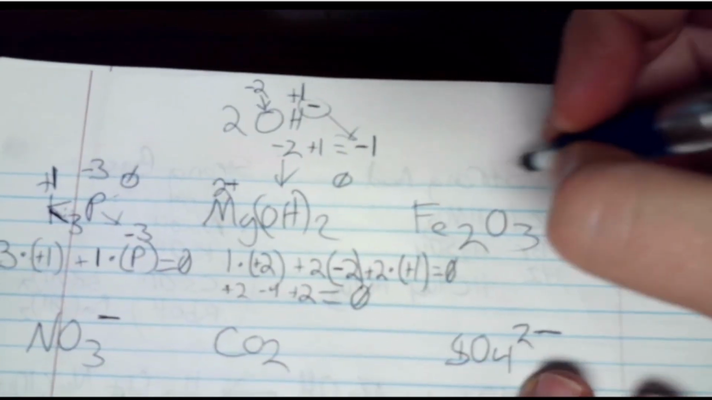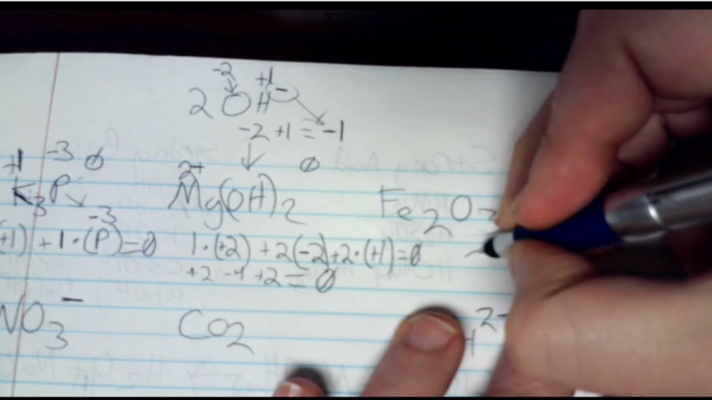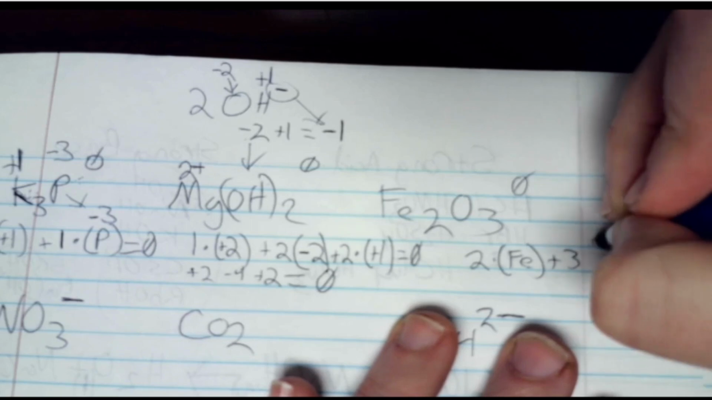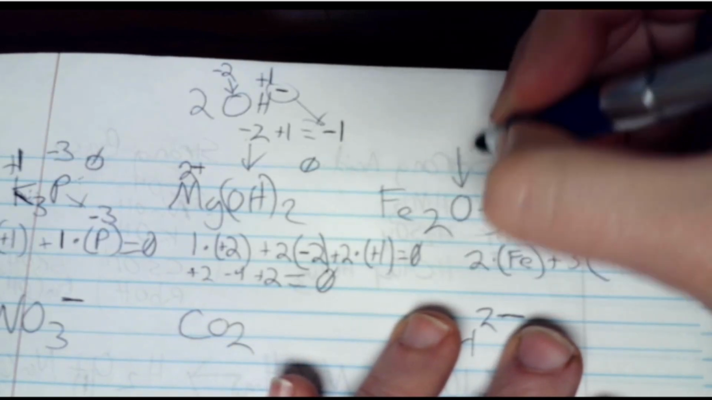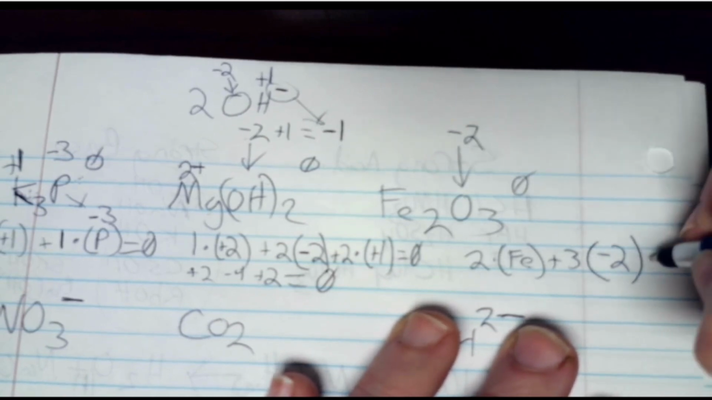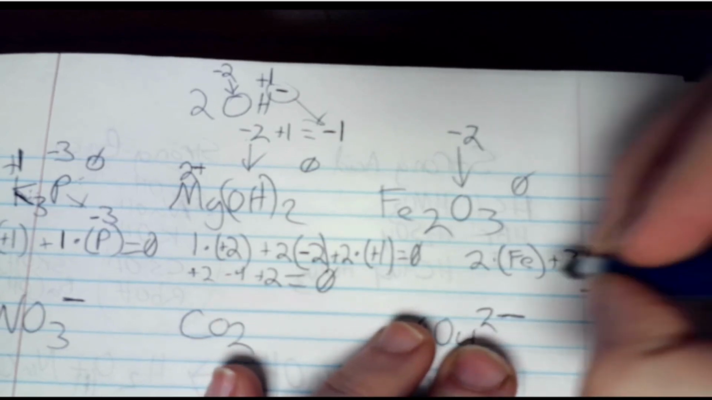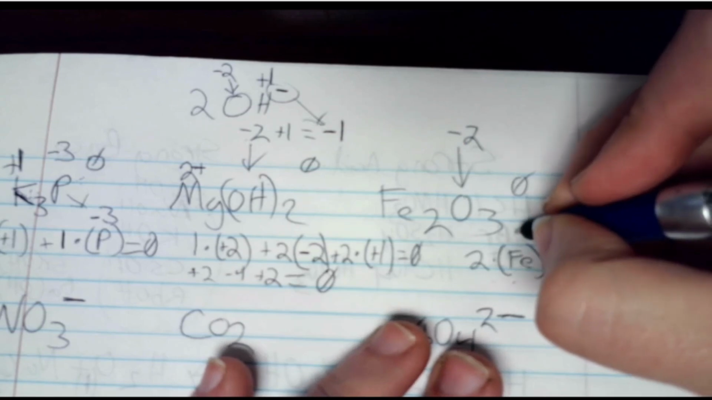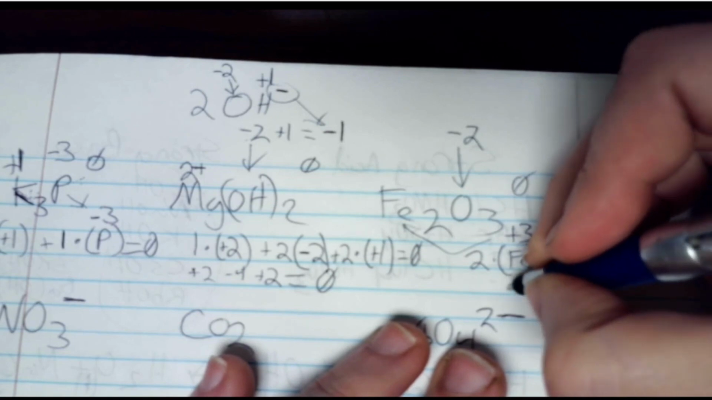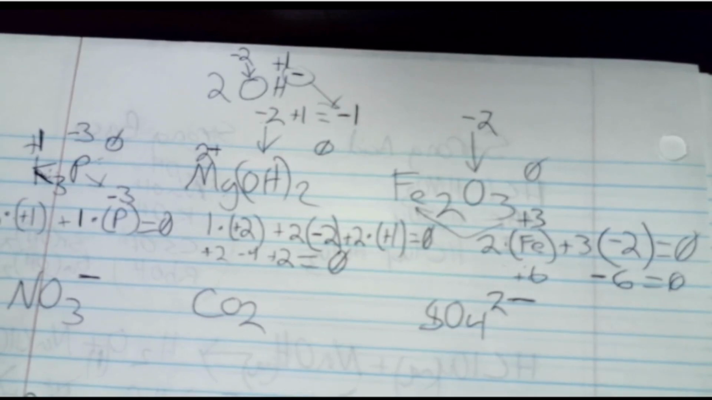This one's a little bit more challenging. Okay, there's 2 irons. The net charge is 0. We don't know what the iron is, but there are 3 oxygens. Oxygen is group 6. It's almost always 2-. So, with that being -6, the sum of this must be +6. So iron must be +3. So that's iron 3 plus.